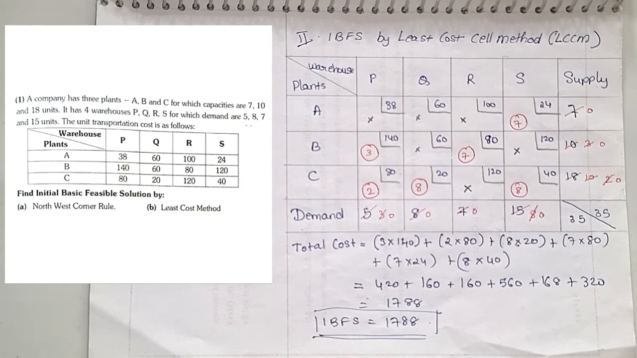Okay, so with this we were able to solve the sum in both methods, the northwest corner method as well as the least cost method. I hope all of you have understood. With that, we will be ending this video here.